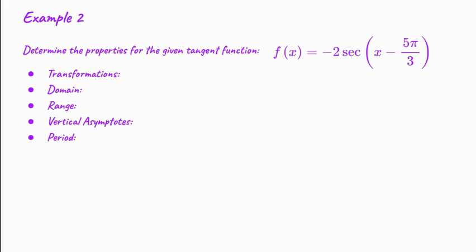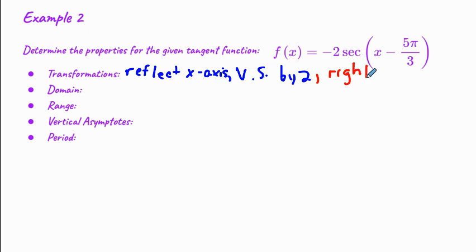Okay, so let's try one more problem. Determine the properties of the function. So let's again start with the transformations. We've got a reflection across the x-axis. We have a vertical stretch by 2. And we don't have anything on the inside except we're moving right 5 pi over 3.